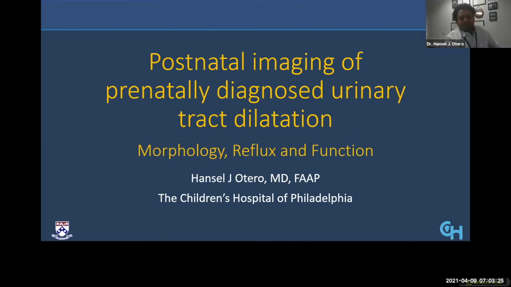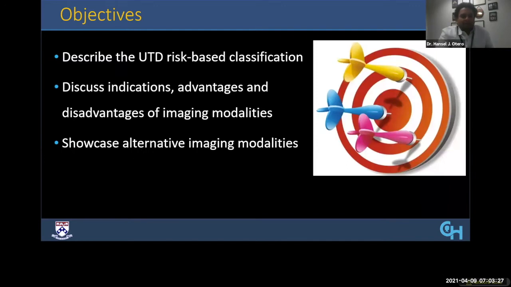All right, so these are our objectives. Describe the UTD risk-based classification. We're going to talk about, again, indications, advantages, and disadvantages of the imaging modalities that are involved. And then I'm also going to take a little bit of time to show you alternative imaging modalities, particularly for reflux and function.